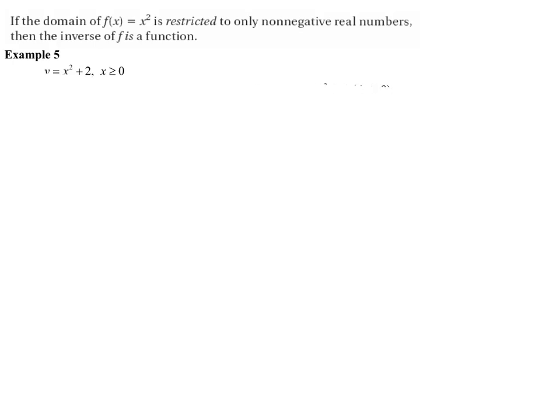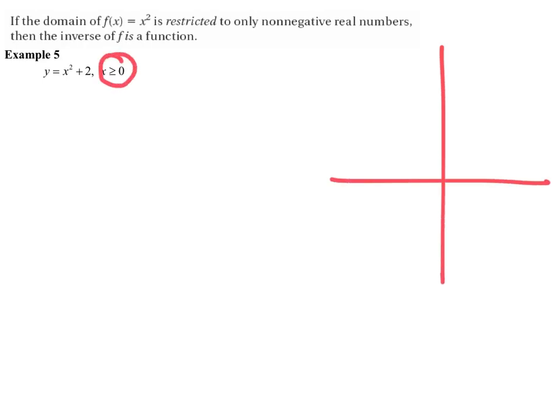If I had y equals x squared plus 2, that's a parabola, a vertical parabola, but I'm restricting my domain to x has to be greater than or equal to 0, so only positives and 0. When I graph this in the calculator, there's a trick. You can graph it by hand, easy, right? But only the x's that are greater than or equal to 0.